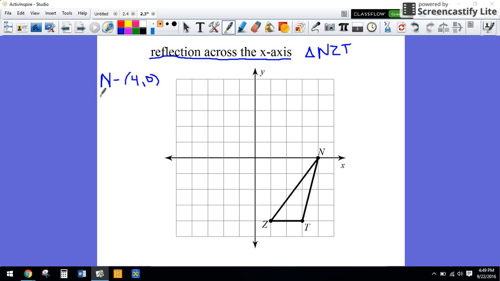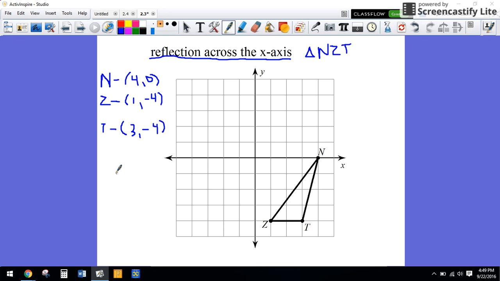Okay, the coordinates of z are 1, -4. And the coordinates of t are 3, -4. So we always start out by writing our original coordinates. This one here, since it's our original, is called the pre-image.